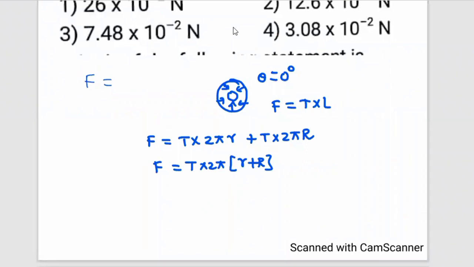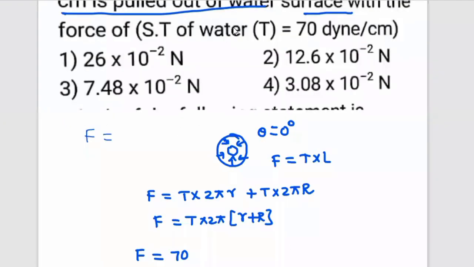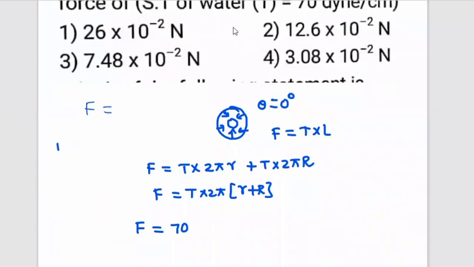F is equal to T, the surface tension value, right? So 70 into, in the problem they gave dyne per centimeter. We take T is equal to 70 dyne per centimeter. 1 dyne is equal to 10 power of minus 5 Newton, divided by centimeter which is 10 power of minus 2. So T is equal to 70 into 10 power of minus 3.